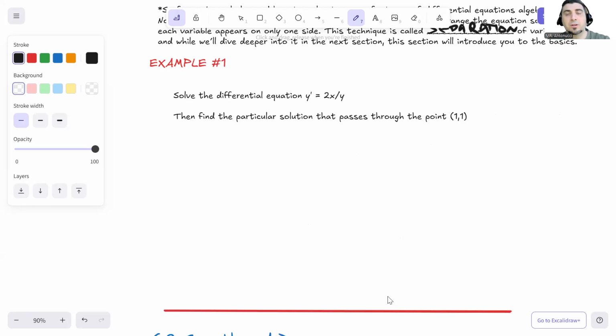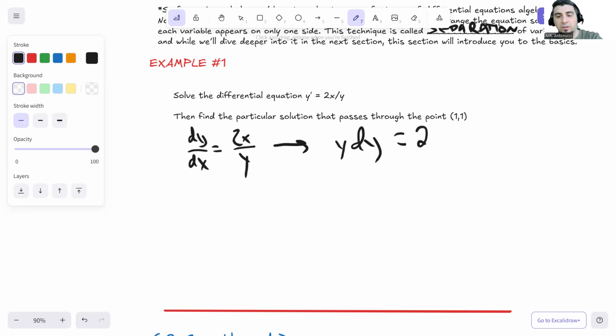So if we want to solve the differential equation y prime equals 2x over y, first thing we can do is rewrite it using dy/dx equals 2x over y. And then what we do is we separate the y's and dy's on one side and the x's and dx's on the other. You can't do this with every differential equation, only under certain circumstances, but like this one, it's very easy to separate because you just multiply the y to the other side and the dx to the other side like this. And then you just slap an integral symbol on it, anti-differentiate both sides.